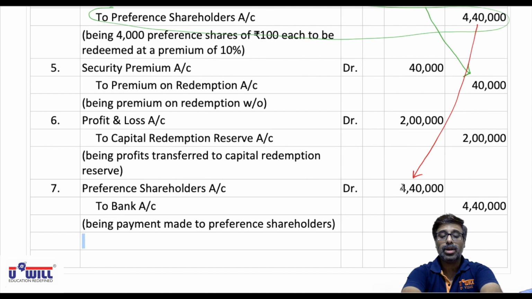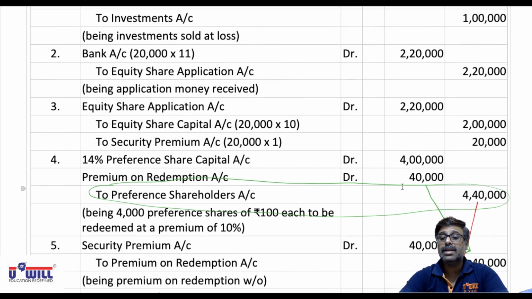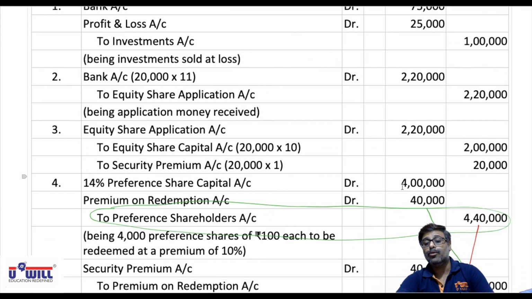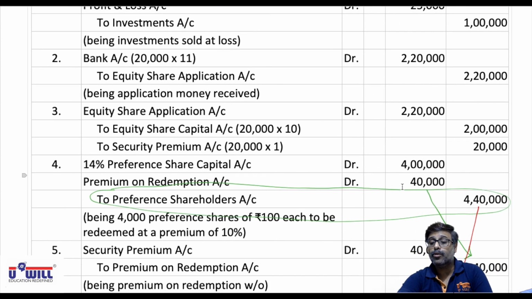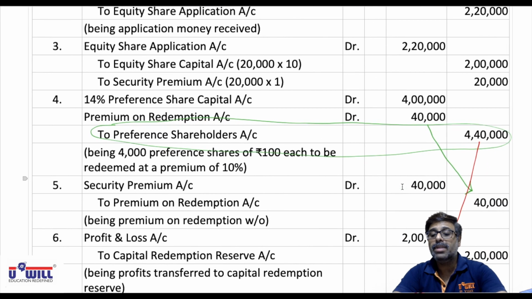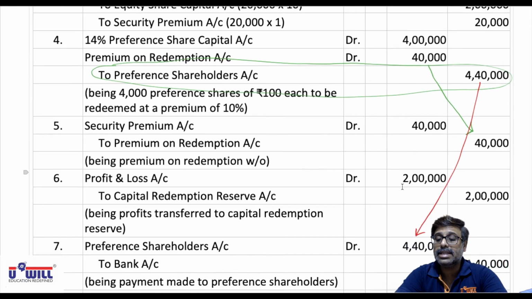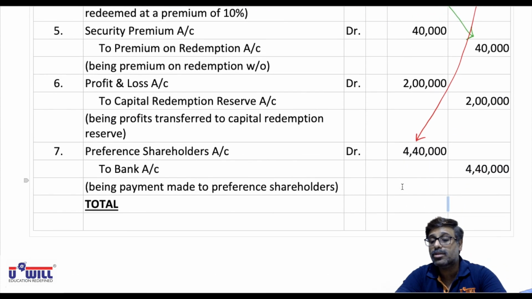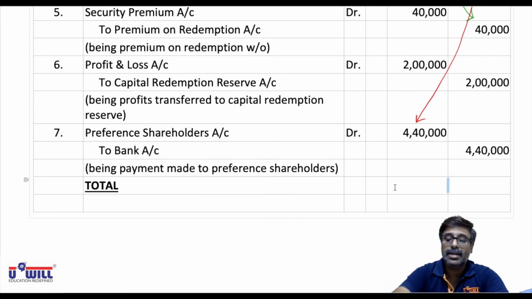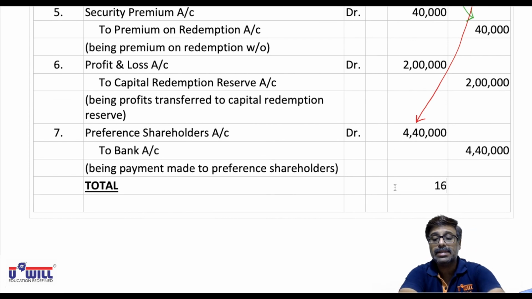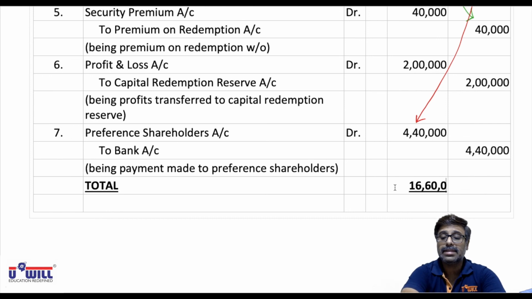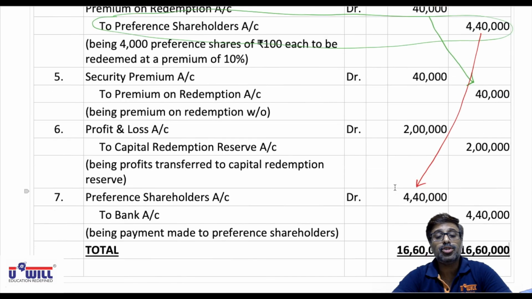Now the final total is to be done. Okay, all the entries have been passed. So 1 lakh plus 440, 220, 440, so 540 plus 440, 980, 1020 plus 2 lakh, 1220 plus 440, 16 lakh 60,000. The final total, all of you verify that, 16 lakh 60,000. So this is how the question is to be solved.